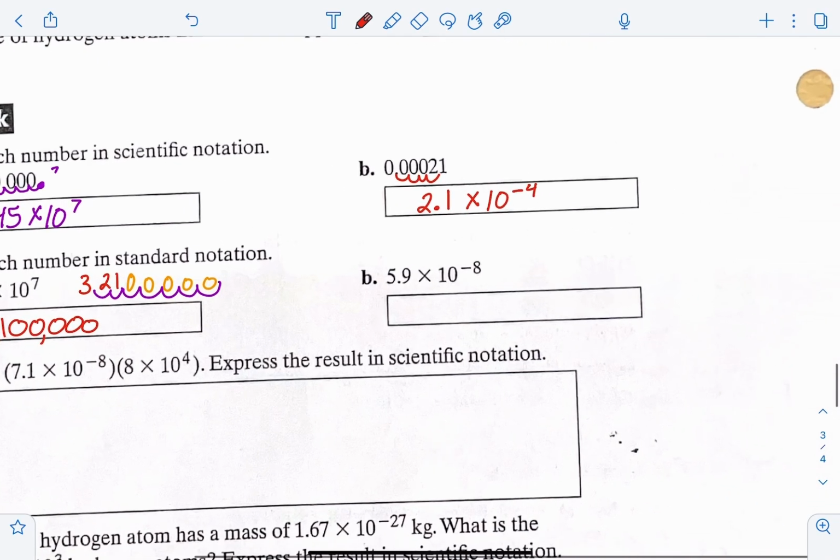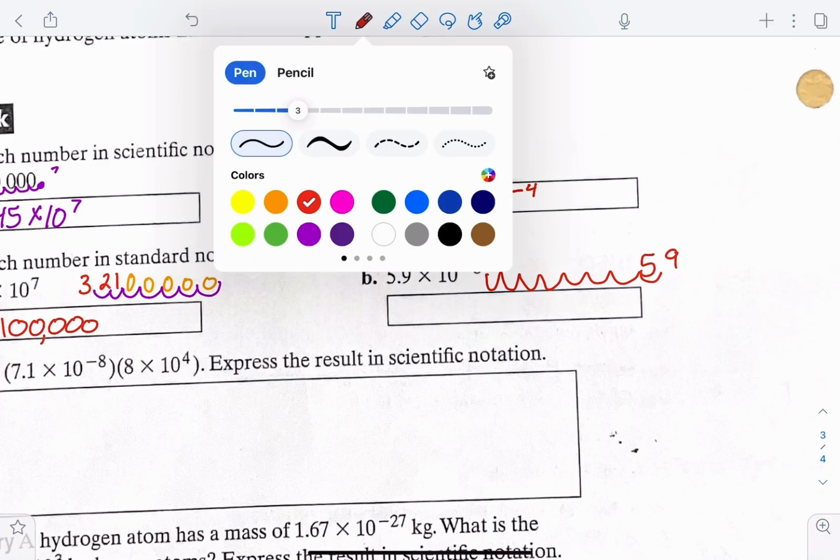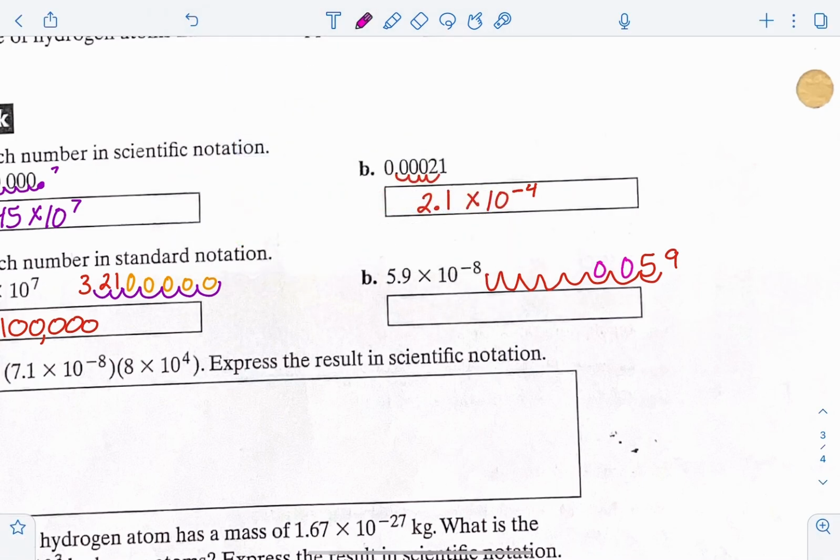Okay, so I have 5, 9, starts here. 1, 2, 3, 4, 5, 6, 7, 8. Go back and add my zeros. And then my decimal point. So I should have 0 point, and then how many? 1, 2, 3, 4, 5, 6, 7, 5, 9. Okay, should be my answer.